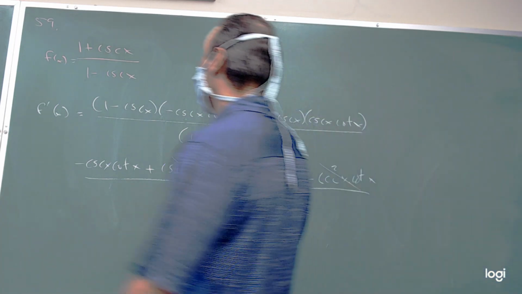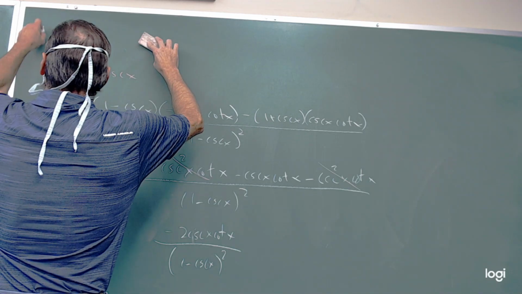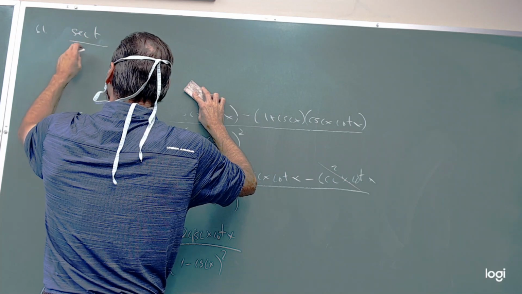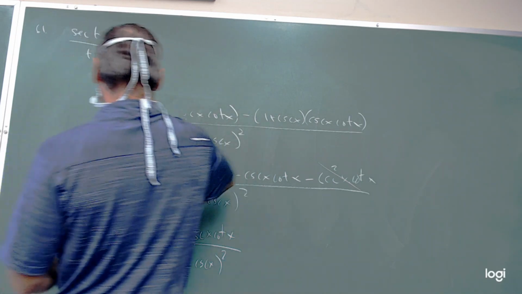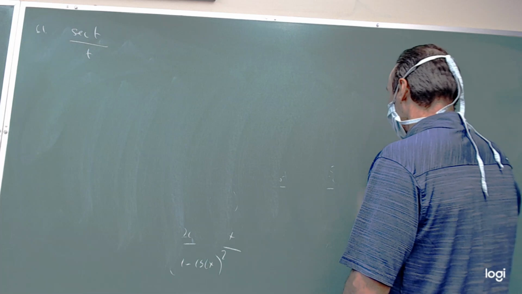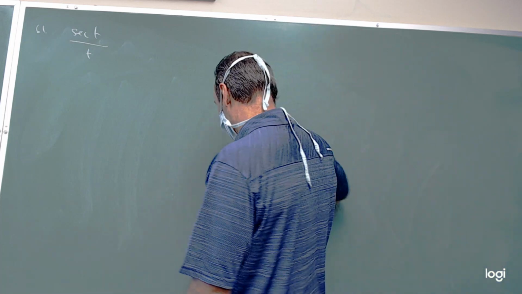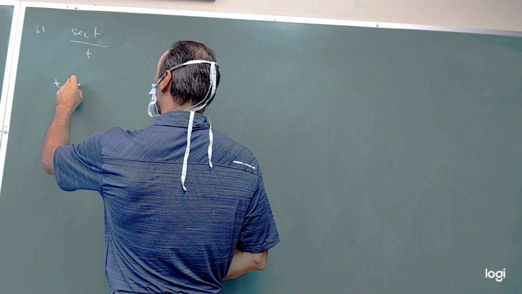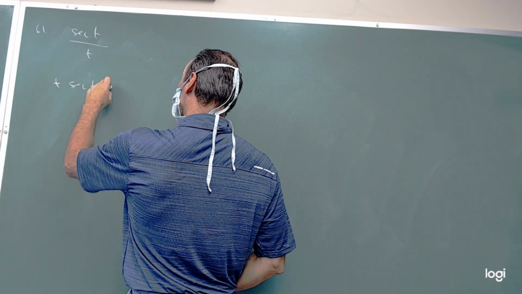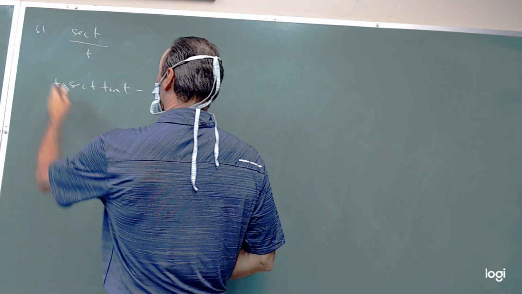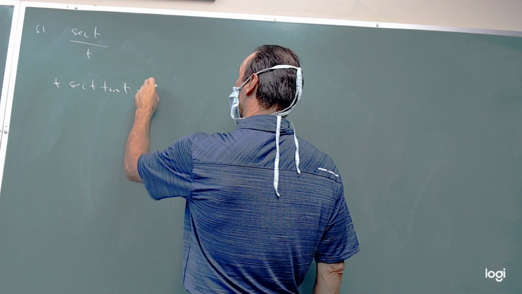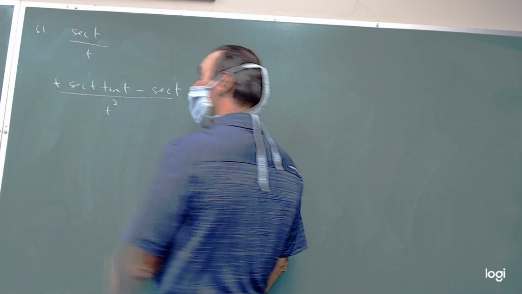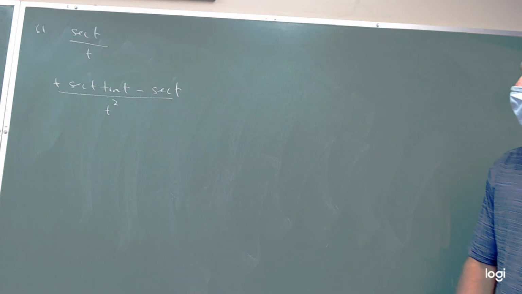61. Do you know what that is? Yeah, it's secant t over t. Like this? Yeah. And we're going to find this derivative. So another quotient rule. So we're going to take denominator times the derivative of secant is secant t tangent t. It's denominator times the derivative of the numerator minus the numerator times the derivative of the denominator, which is just 1, all over the denominator squared.